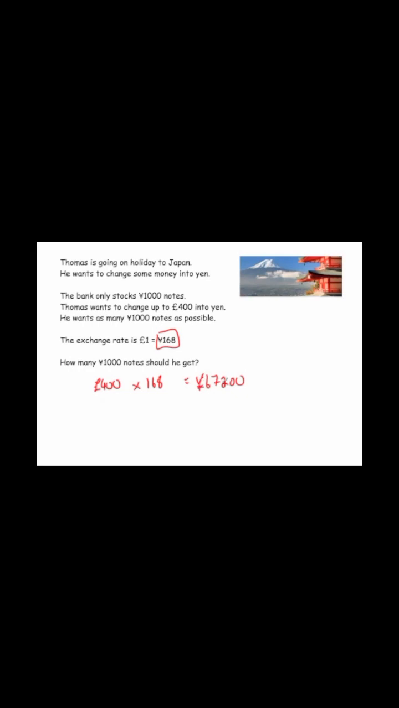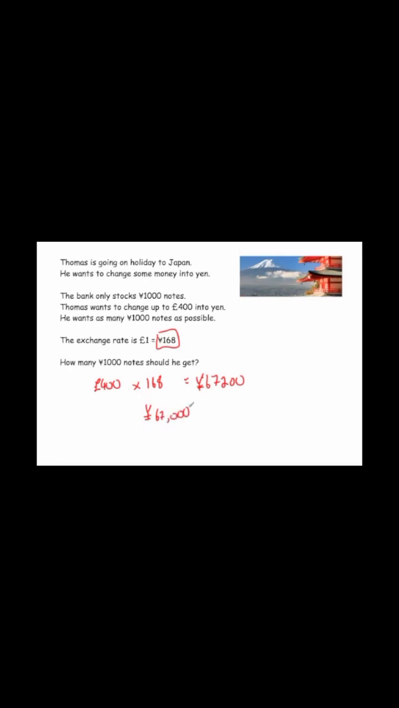Okay, so 67,200 yen. So that's the maximum amount you can get. Now, unfortunately, in this bank where he's buying his Japanese currency, they only have 1,000 yen notes. So what it means is that he couldn't actually get 67,200, but he could get 67,000 because he could get 67 notes. Okay, so this is how many. The maximum he could get would be 67,000.